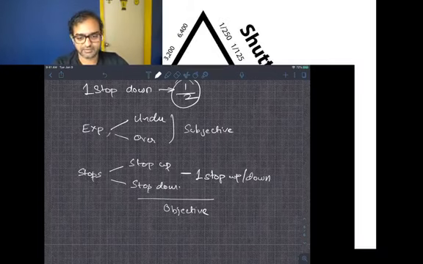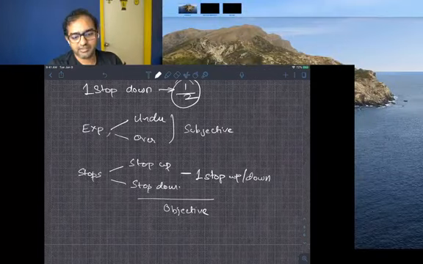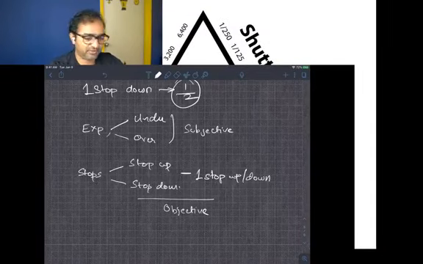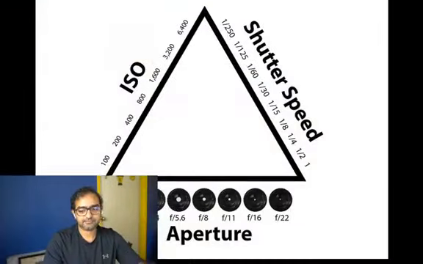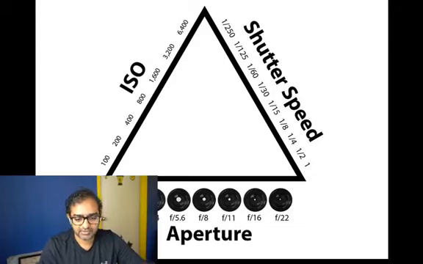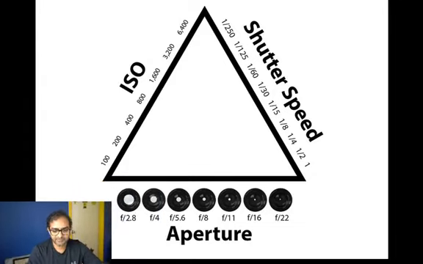Okay, so the next term. Now we get to the famous exposure triangle. All right, let me make myself a little smaller so you can see. So this is the very famous exposure triangle. Now, why is this important? I don't like this infographic as such, but it basically communicates one really important fact about photography. There are only three parameters that control exposure. Only three. Remember this. That's the ISO, the shutter speed, and the aperture. So that's the only thing.